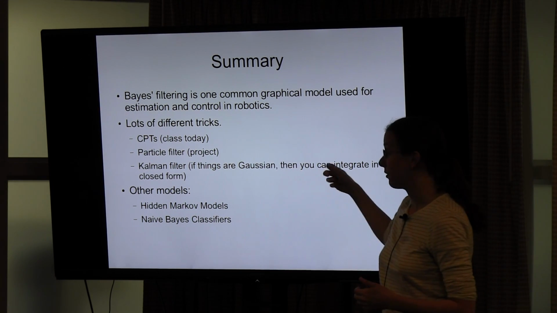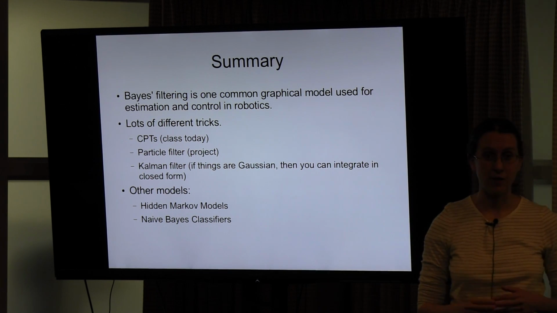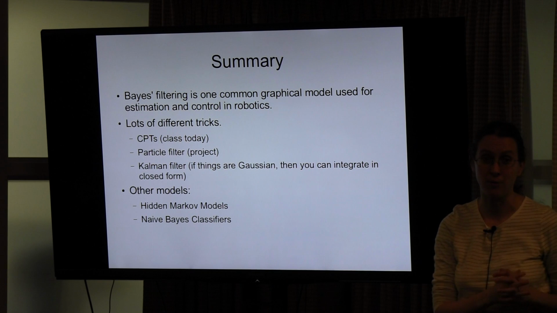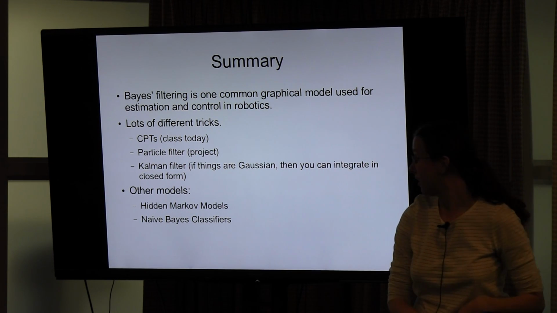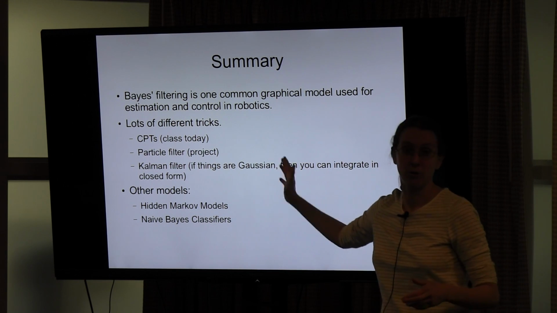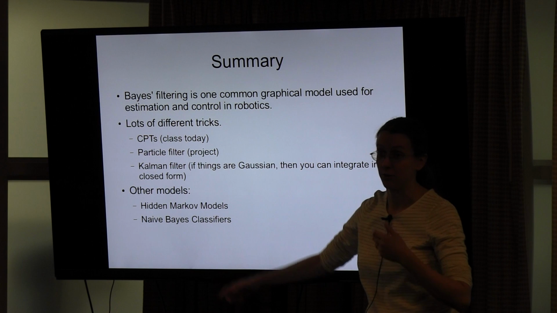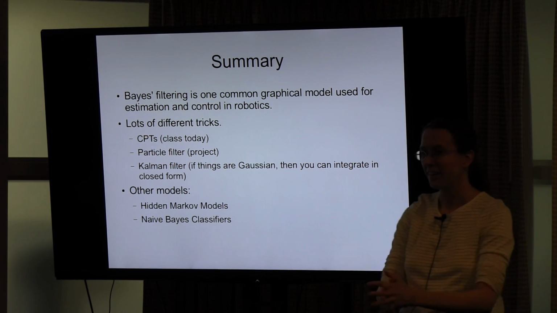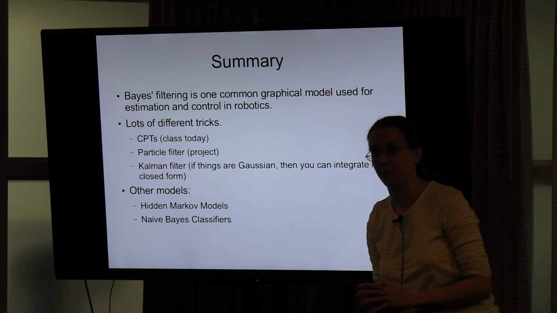If you've also seen something called a Kalman filter, it turns out if things are Gaussian, then you can work out that integral in a closed form, and you can actually integrate it in general and get a new form for it to do your update. That's called a Kalman filter. And then there's lots of other models in the world. These are just two. We won't talk about HMMs, but we will talk about naive Bayes classifiers in the next section. And you could go out into the world and find lots and lots of different models. And we'll actually have you come up with models in the discussion forum next week.